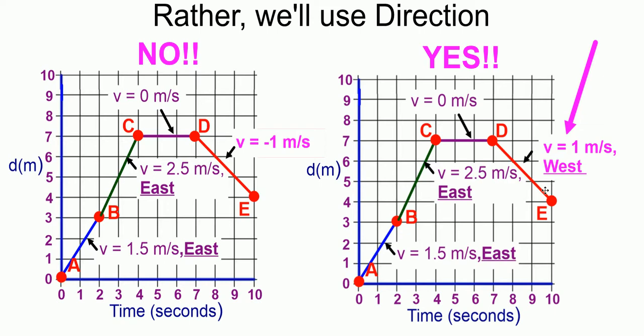That's it. So the next questions on your worksheet do involve a line like this. The numbers are a bit different because I've moved the points. But you have a negative slope. Don't use negative for your velocity. Change the direction.